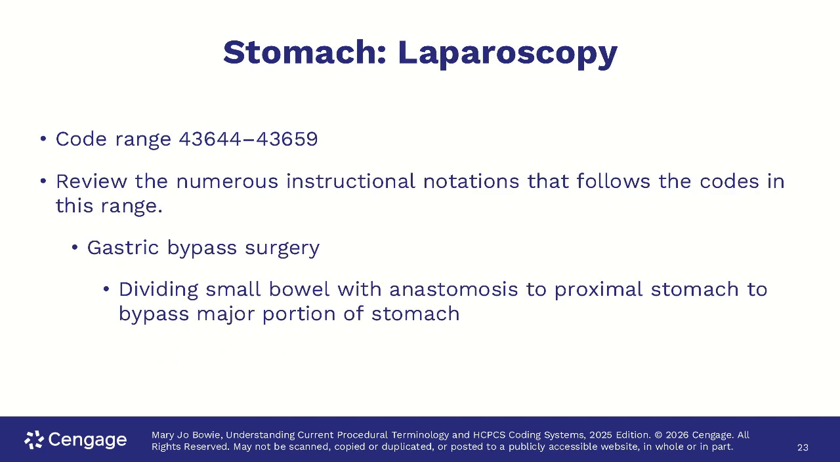All right, guys, we're about halfway through with this digestive system. Laparoscopy, stomach. So we're talking about a scope going into the stomach. And here you're going to see a set of codes to report gastric bypass surgery. Gastric bypass surgery is performed by dividing the small bowel with the anastomosis to the proximal stomach to bypass the major portion of the stomach. And patients who have different classes of obesity will be indicated for this type of surgery.